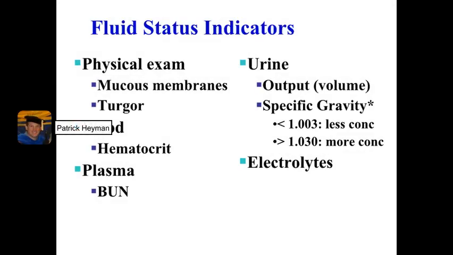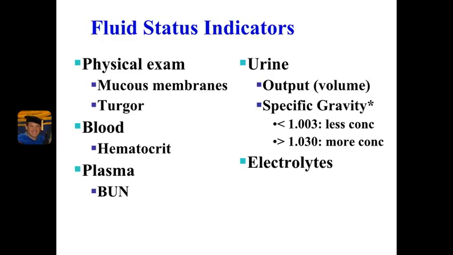Okay, let's talk about some fluid status indicators. On a physical exam, are the mucous membranes moist or are they dry? Ask the patient to open the mouth and look at it. Turgor is the skin: does it have good turgor or does it have tenting? Remember that tenting, you want to test for tenting either on the sternum or on the forearm. Don't do it on the back of the hand.